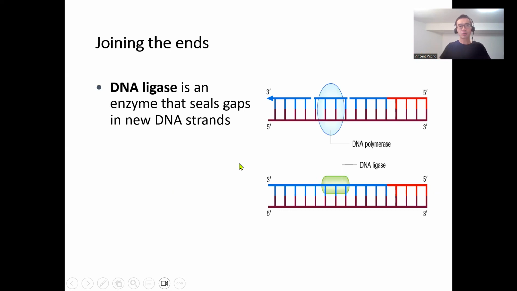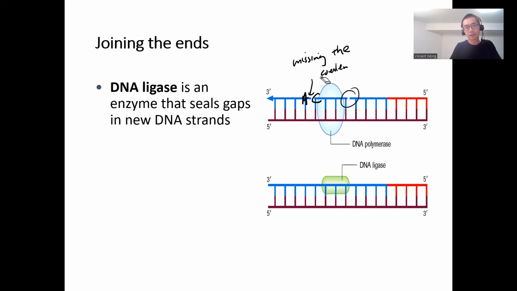So this is a picture that shows you the Okazaki fragment, right? There is a break, there is a break, and then the ligase is going to basically glue them together. If you think about this as an A and this is a C or something, it's missing the covalent bond that connects the nucleotides together.